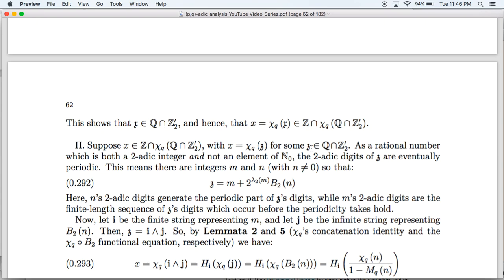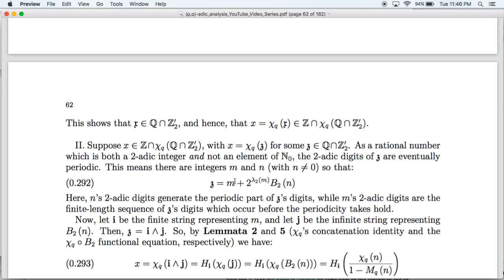As a rational number, which is both a q-adic integer and not an element of N0, the q-adic digits of z are infinite in number and eventually periodic. So this means there are integers m and n with n non-zero such that z can be written as m plus 2 to the lambda 2 of m times b2 of n. This representation is not unique.